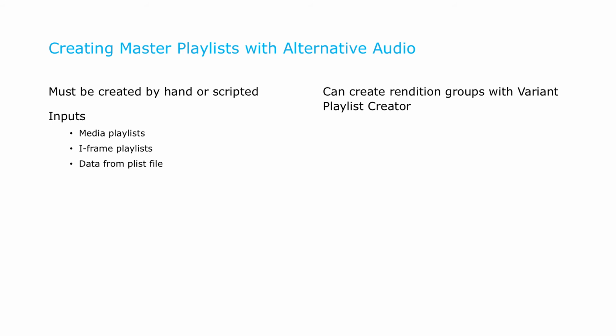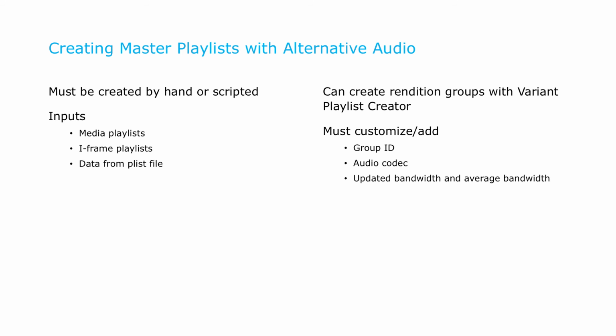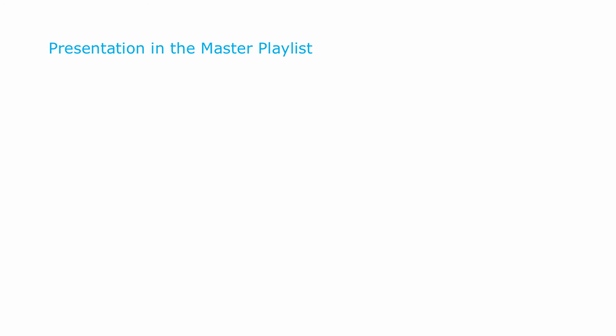You can create the separate rendition groups with an Apple tool called Variant Playlist Creator, but you'll have to add the group ID and audio codec and manually update the bandwidth and average bandwidth. Your call as to whether you'd rather start from scratch or use Variant Playlist Creator. Here's the high-level presentation in the master playlist.